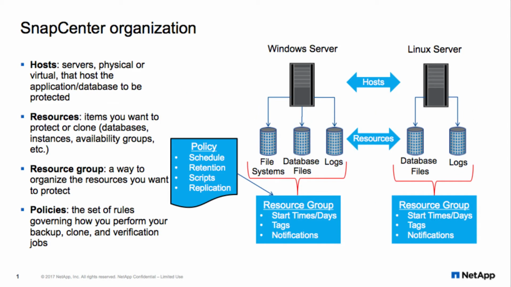Let's take a quick look at the organization of SnapCenter to discuss some of the constructs we'll be working with. These items are the fundamentals of all your data protection and clone jobs. You interact with hosts, policies, and resources in every backup and clone operation you perform. Hosts are added into SnapCenter that contain the applications or databases. Resources are the items on the host you want to protect or clone. Resource groups consist of one or more resources you want to protect that have the same protection requirements. A group can consist of resources on multiple hosts.